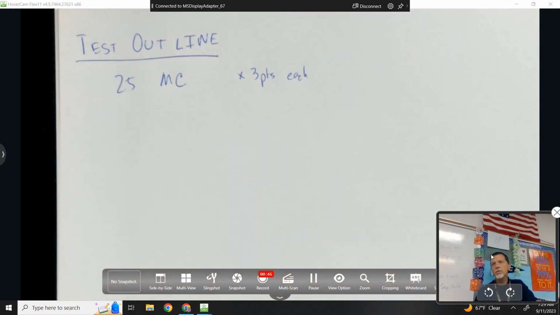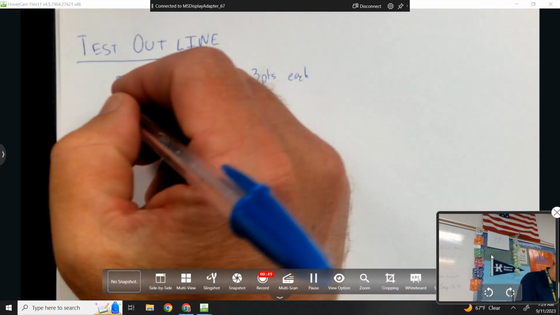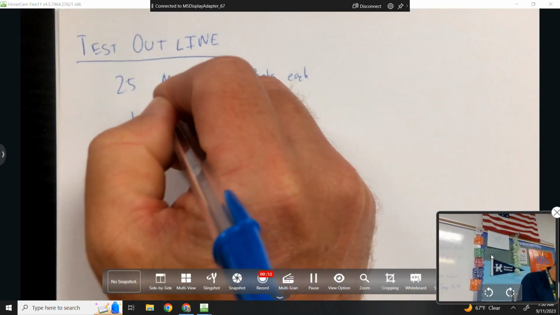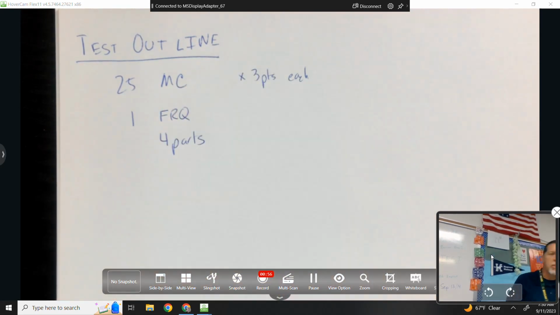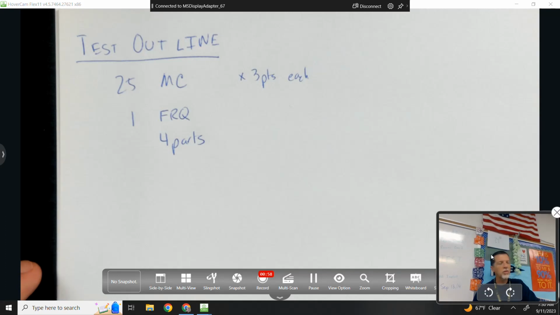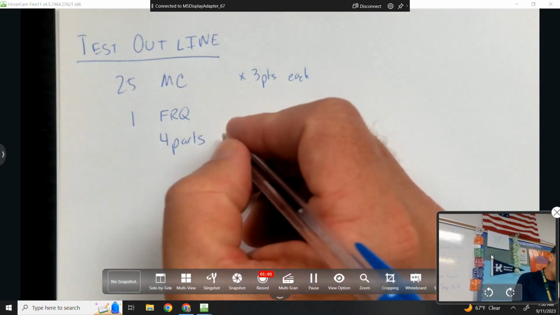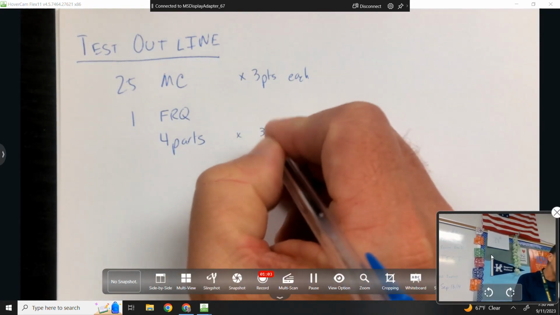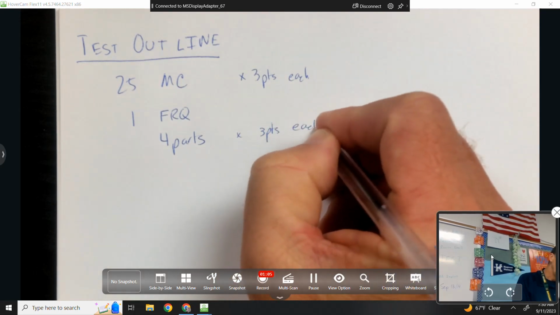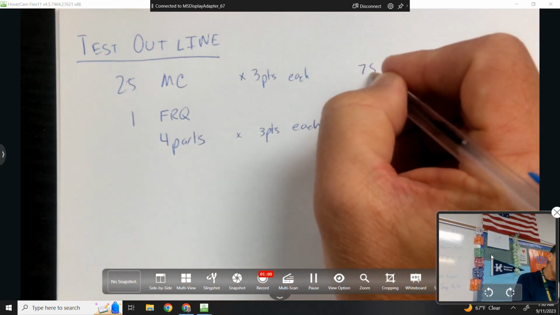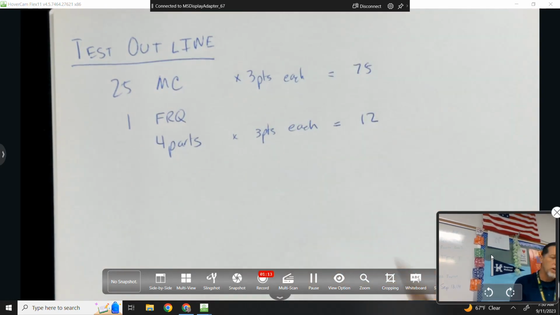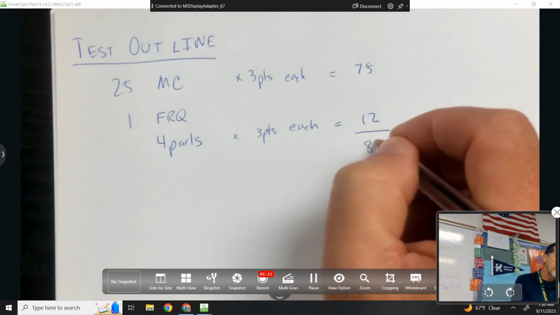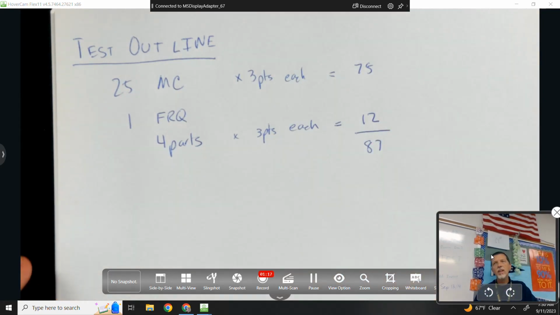Obviously pretty similar to the worksheets. So, and then there's one free response question, but it has 4 parts, as most free response questions do, more than one anyway. And the 4 parts are 3 points each. So 25 times 3 is 75, 4 times 3 is 12. Complicated math today. That adds up to 87, and so 13 points for putting your name on it.